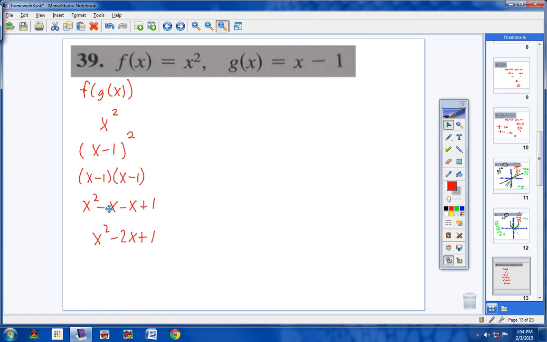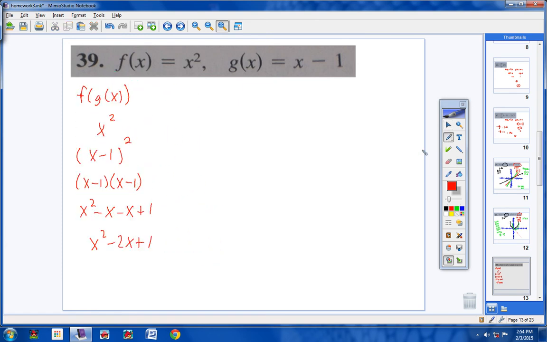g of f of x. The outside function is g, so you write your g function, and then where the x is, you put a pretty big parentheses. Your inside function is f, so pick up f and put it right here. x squared minus 1 is x squared minus 1. Okay, moving on to, now look, f of f of x.